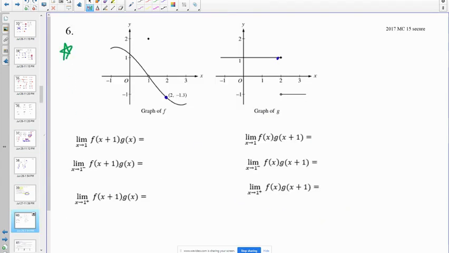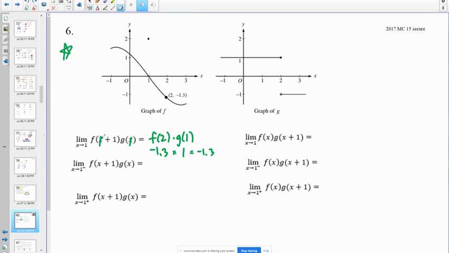All right, let's look at problem 6. This one's a little bit more difficult. A lot of times what students want to do is just plug in here, and sometimes this works and sometimes it doesn't. If you plug in and use limit properties just to multiply these together, you'll get f of 2 is equal to -1.3. g of 1 is equal to 1. You multiply these together and you'll get -1.3.